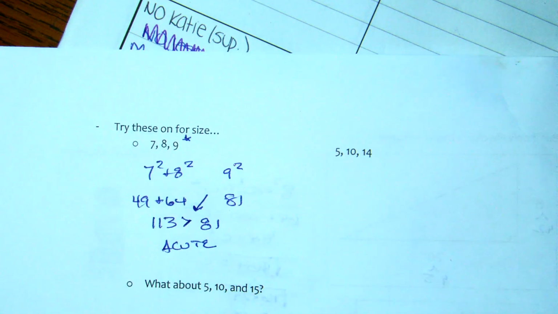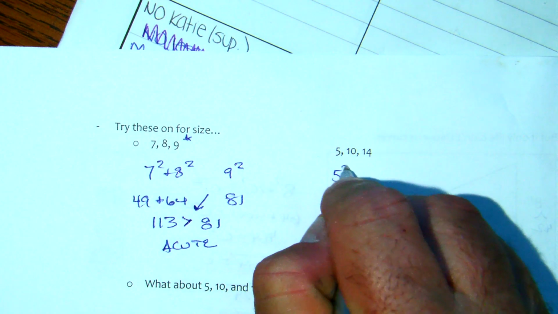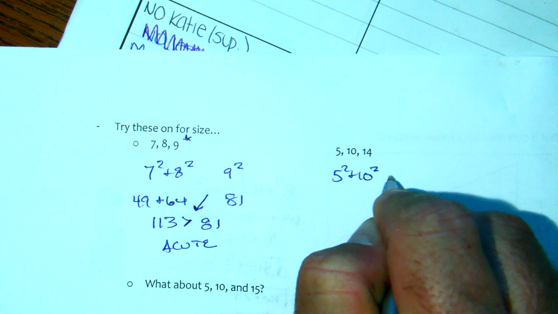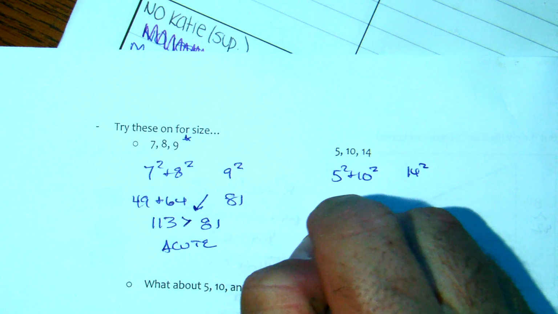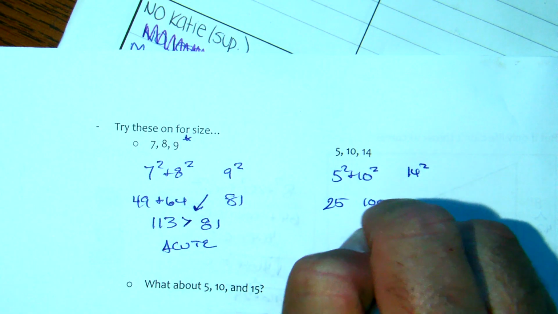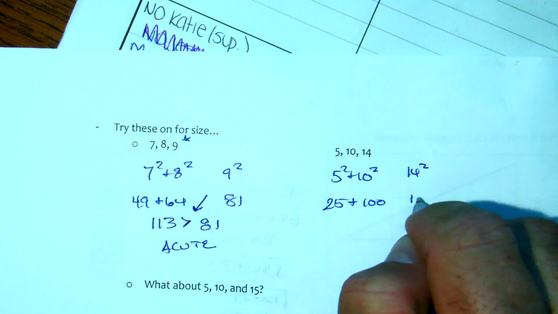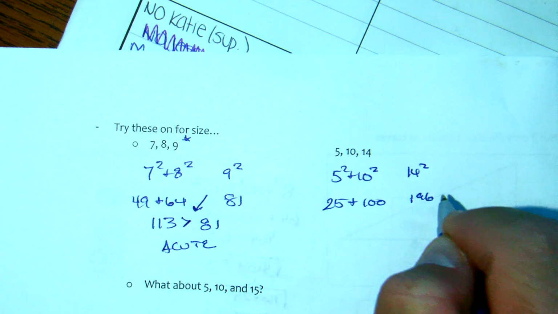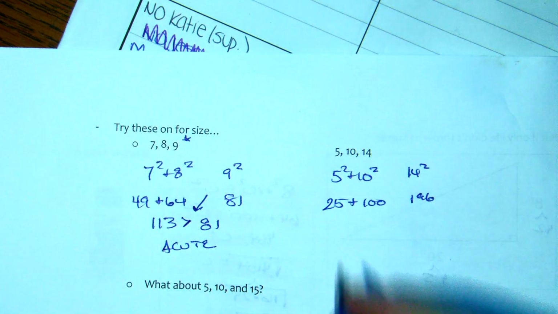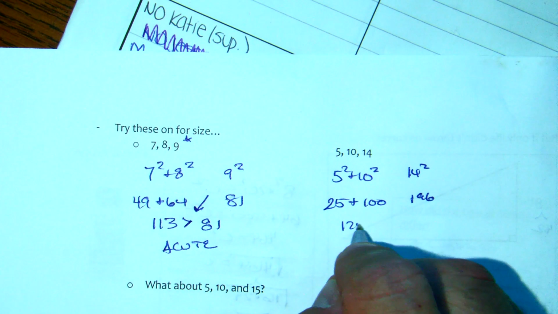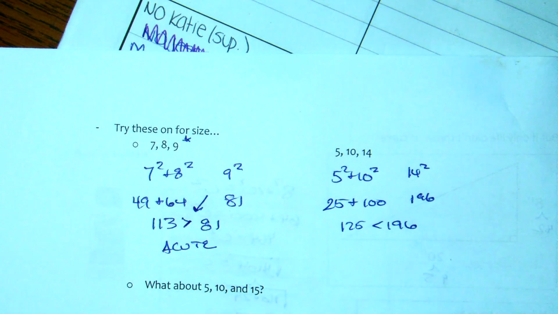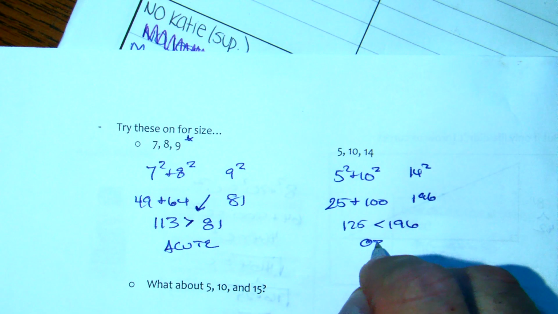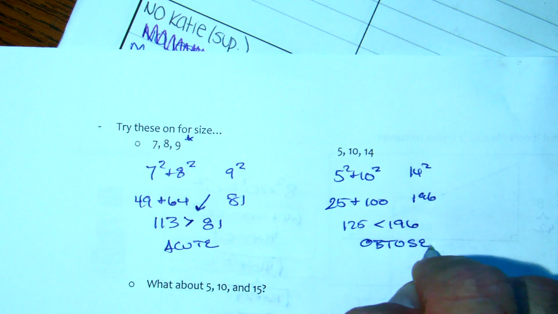Now when I look at the 5, 10, and 14, again, the two smaller ones go over there. 5 squared plus 10 squared versus 14 squared. 5 squared is 25, 10 squared is 100, 14 squared is 196. I compare 25 plus 100, which is 125, to 196, and I realize 196 is greater than 125, therefore that would be obtuse.